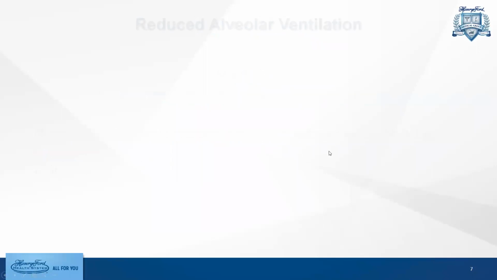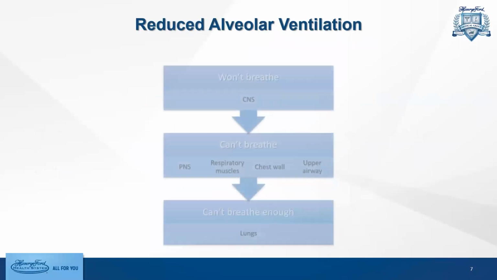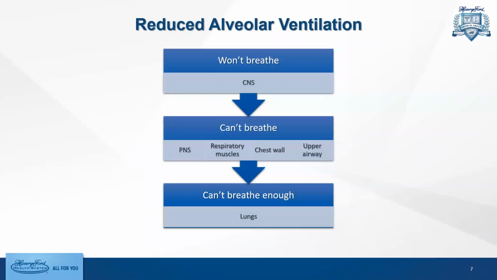Okay, enough calculations. So alveolar ventilation, we're all familiar with what can cause the reduction in ventilation. It starts with the CNS: won't breathe, and then can't breathe. That would include the peripheral nervous system, respiratory muscles, and chest wall, and upper airway problems. Can't breathe enough whenever you have problems in the lung like COPD, hyperinflation, emphysema.